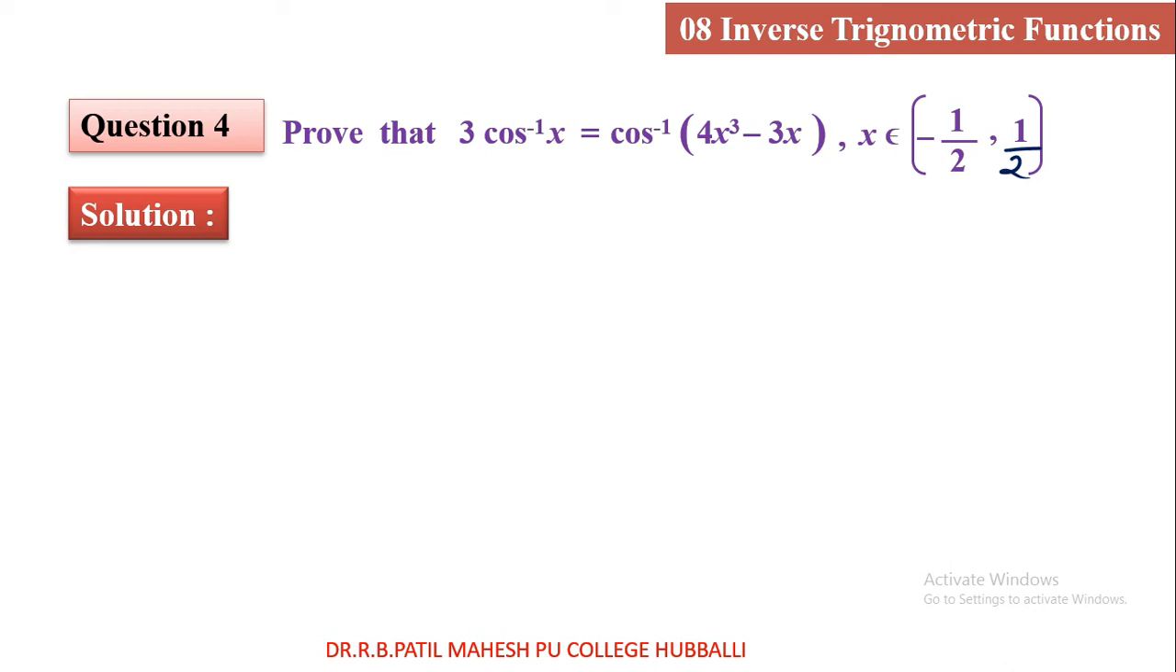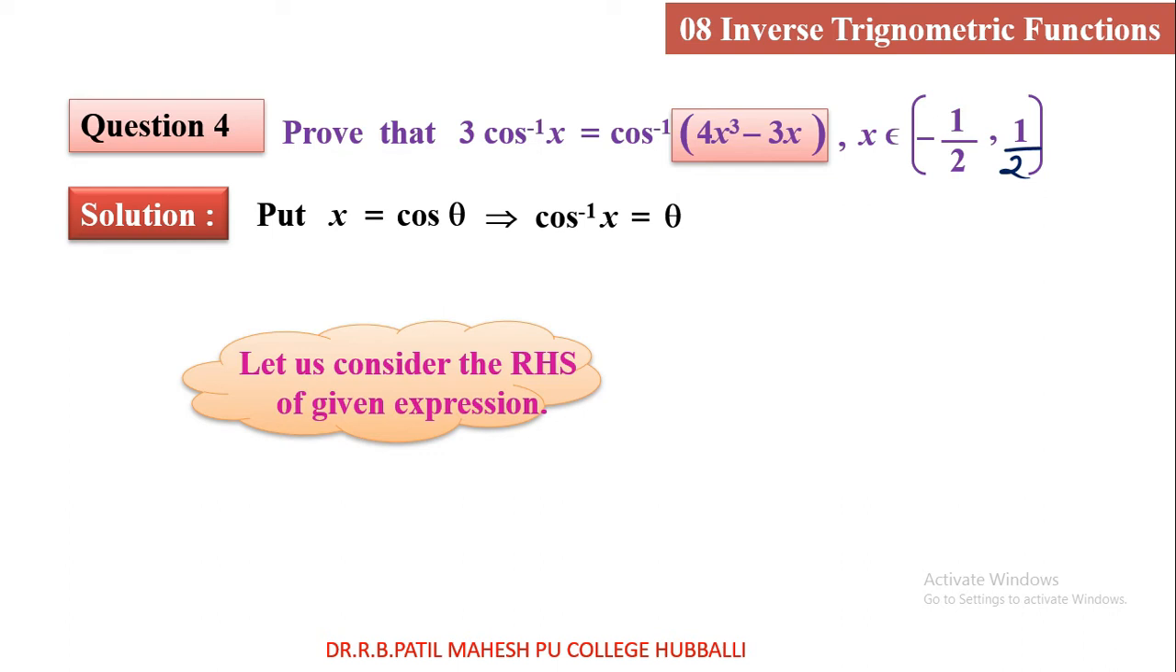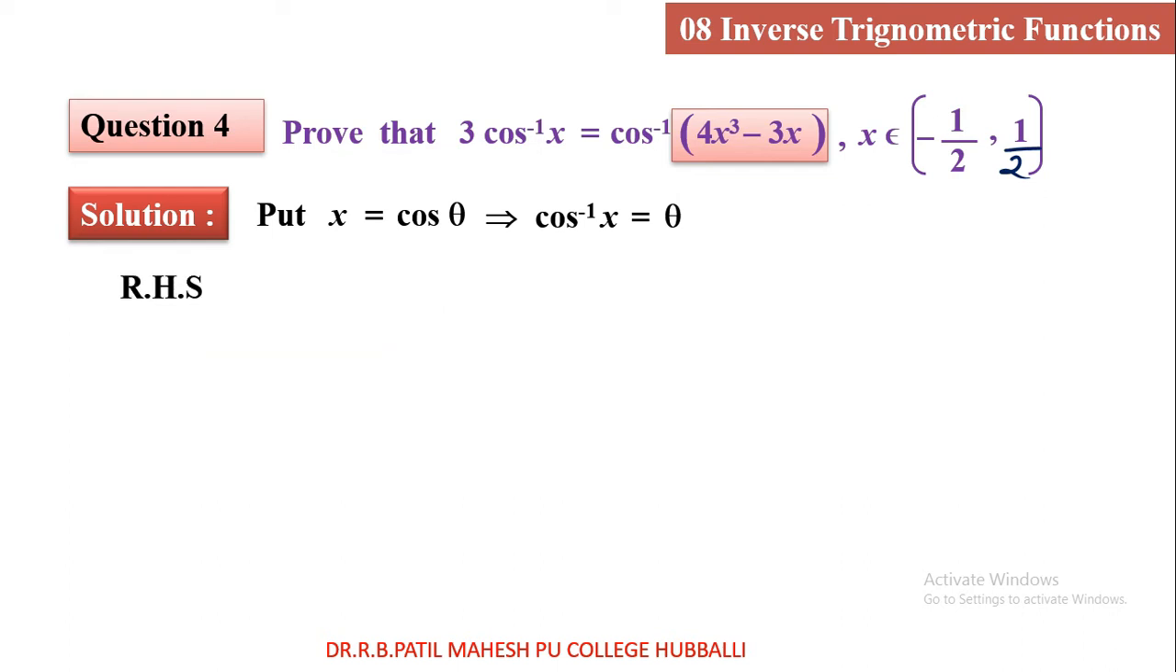So proof of this one: put x equal to cos theta here, and theta will be cos inverse x, or cos inverse x is theta. Let us consider the RHS of the given expression, so that you can see the RHS of the expression there.